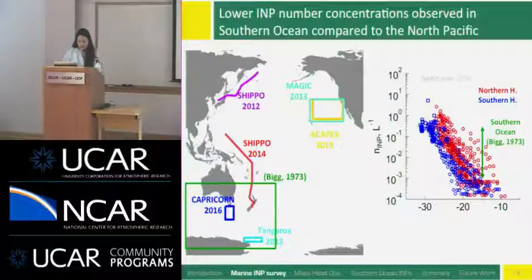And then to point out, I also have the big 1973 data that I showed at the very beginning of this presentation, shown in the Southern Ocean here. And the range of values that he observed in that region are quite a bit higher than what we've observed throughout the whole Southern Hemisphere, or at least in this region.